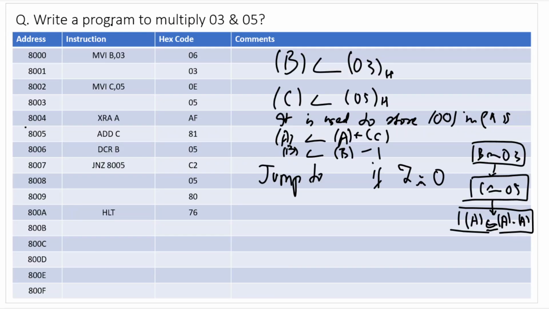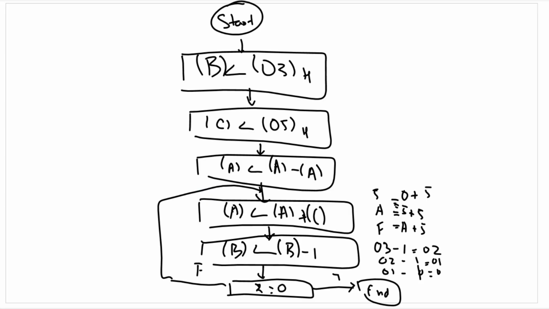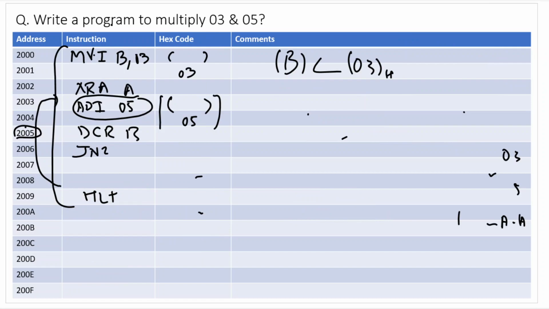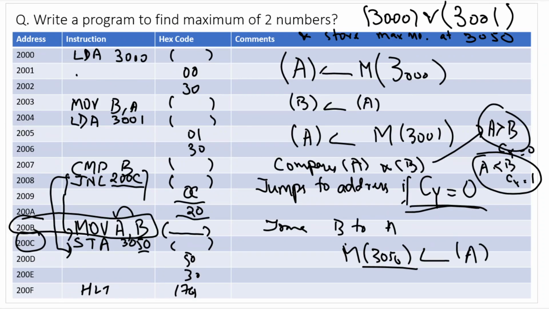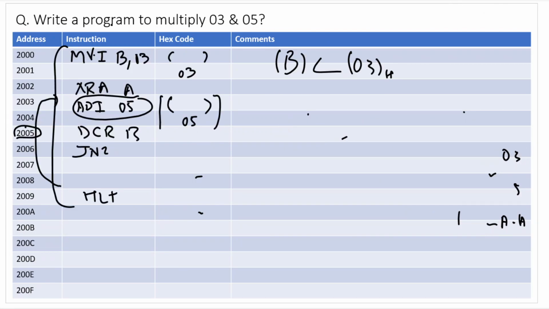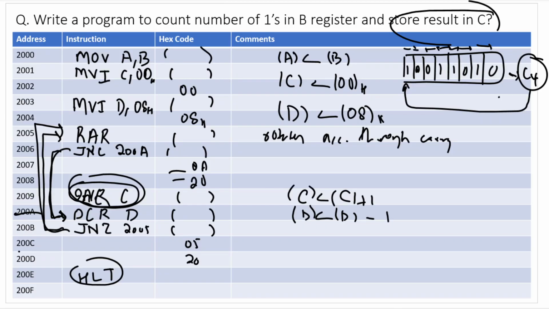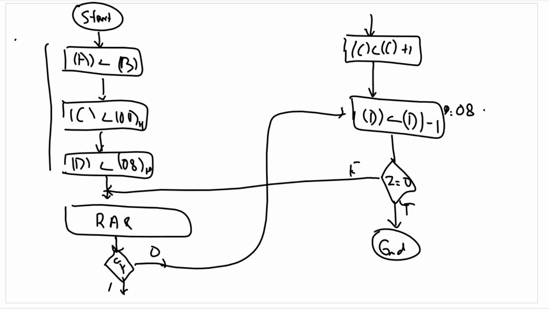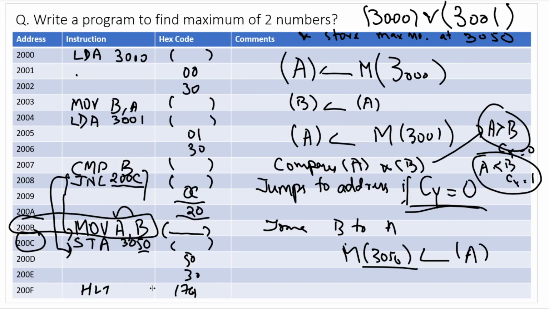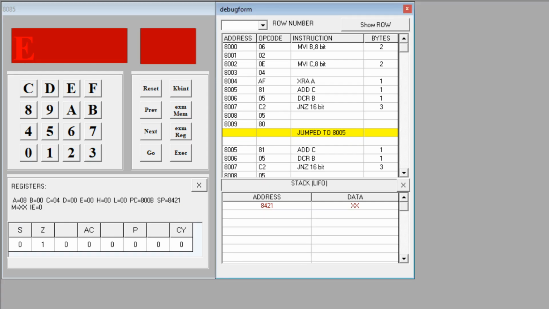Similarly, we have done other programs. We did yesterday, find out the maximum between two numbers. So you have to complete this table, find out the opcodes of each and every instruction, and see how to execute it. Similarly, then we had done, write a program to count the number of ones in a register and store the result in C. What else? So we had done these 3-4 programs yesterday. So enter these programs in the simulator and try to execute them.